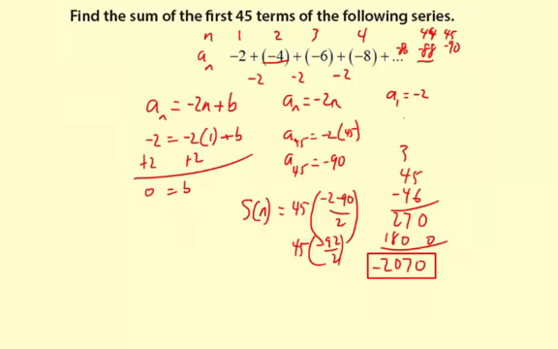Okay, so let's review. I first found the rule of the sequence terms for the series, found the first term, then found the last term using that rule. And then knowing the number of terms, I simply found the average of the first and last term multiplied by the number of terms, which is 45, and that gives the sum of the series for the first 45 terms.